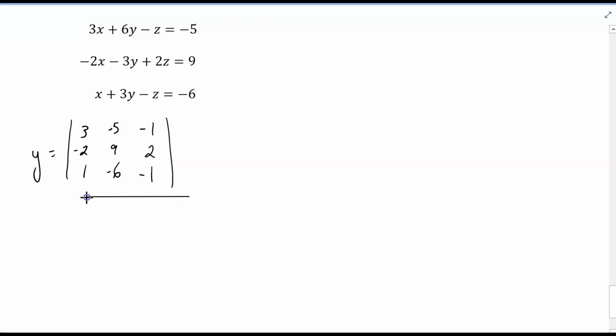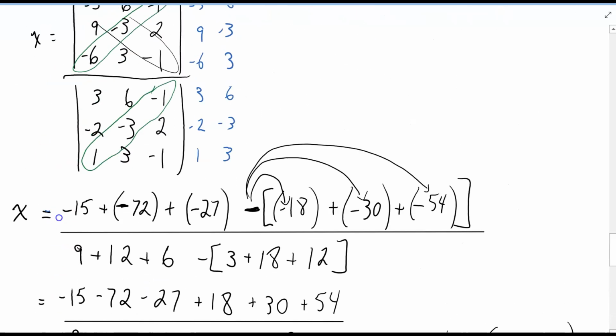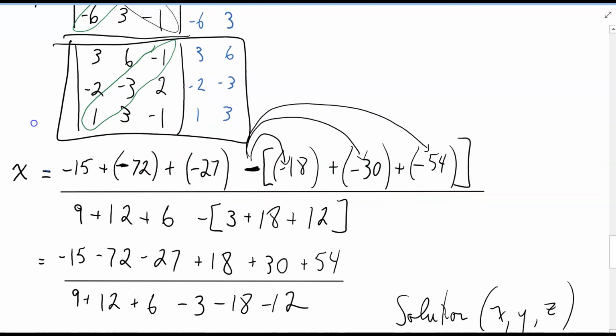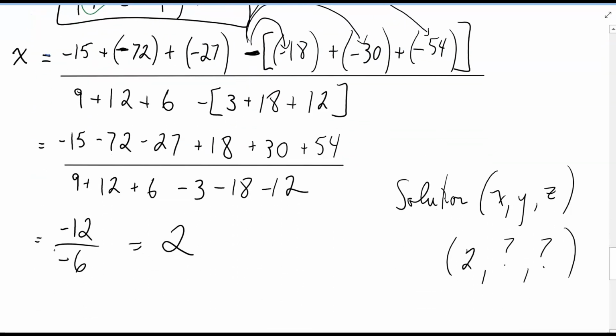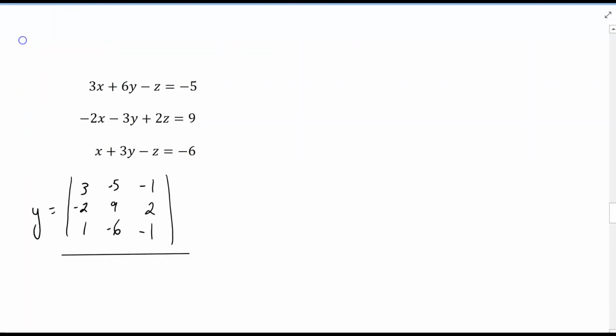In the denominator, in fact, we don't need to calculate this again. If we are confident in the first time we did it, we found out that the bottom one, which repeats for all three values, is actually equal to minus 6. So we'll save us some time. This will be over minus 6.